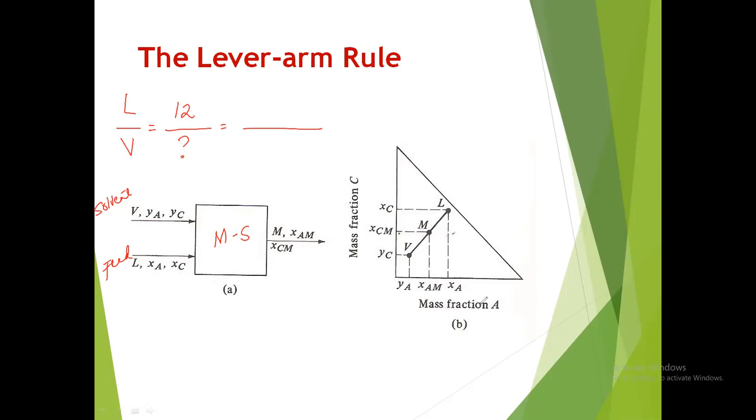I have here compositions of the points. I have here the extract, and this is the raffinate layer. These are the mass fractions. You can see here mass fraction of A, mass fraction of C. This is for the extract, so you see YA and YC. This is for the raffinate because you have XA here and XC. From the term inverse lever arm, how will you use the coordinates of the points that you have here?